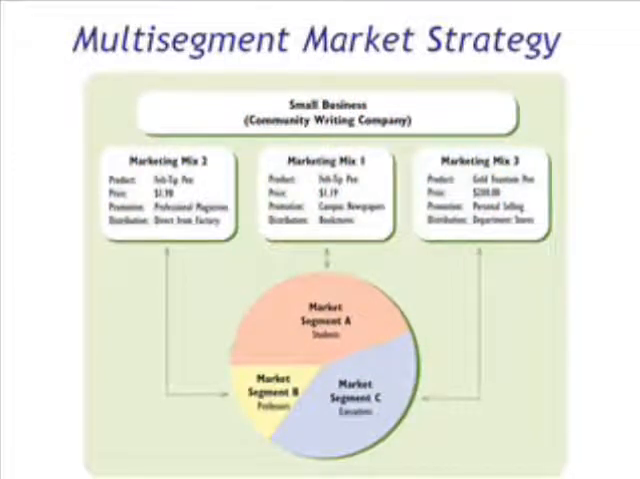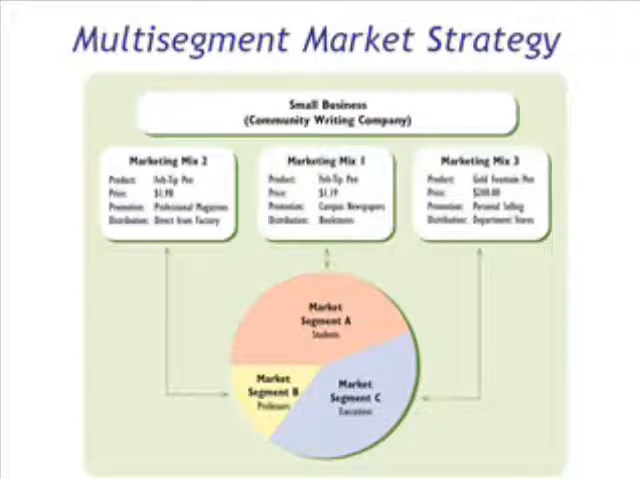In thinking about how you'd sell a felt tip pen within the multi-segment market strategy, you'd have a variety of marketing mixes. In one marketing mix, you try and target students, and you do this through campus newspapers and distribute the campus newspapers through bookstores to reach this target market. In your second marketing mix, you try and target professors using felt tip pens and reach them through professional magazines. In your third marketing mix, you would try and reach professional executives through department stores, and your promotion method would be personal selling.